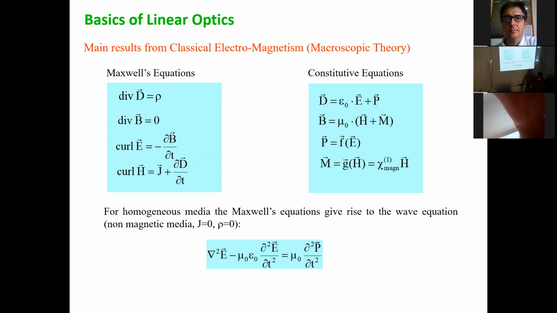There is a third equation that is the curl of the electric field. In Italian, this would have been written rotation of the electric field. In English, it is curl. The curl of the electric field is minus the derivative with respect to time of the B field. This is the so-called Faraday-Neumann-Lenz law. So a time-dependent B field can induce an electric field that has a curl that is different from zero.